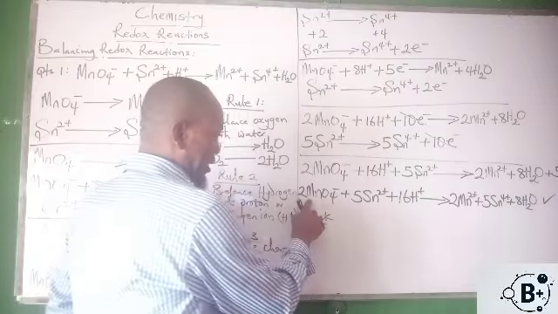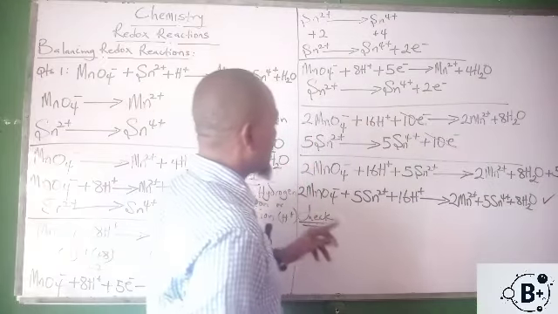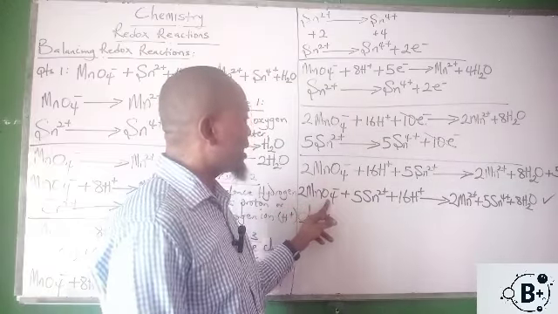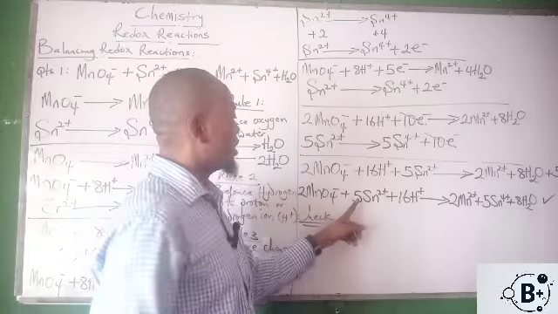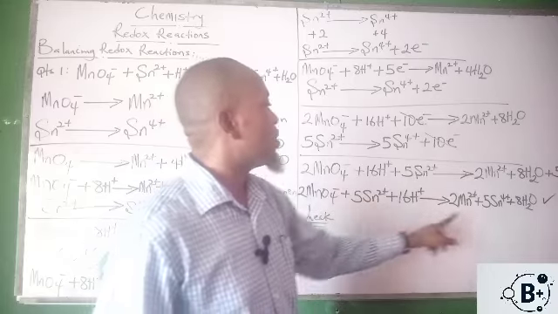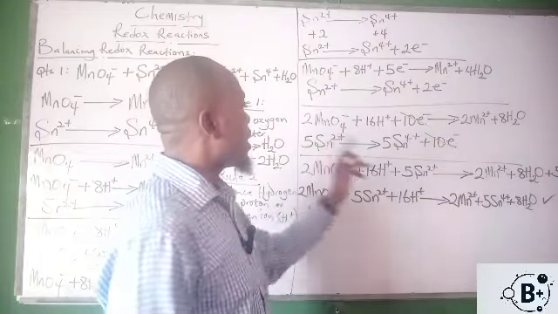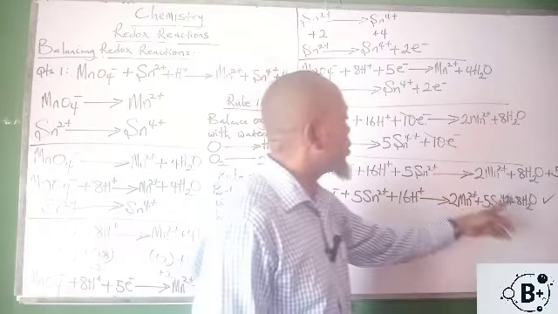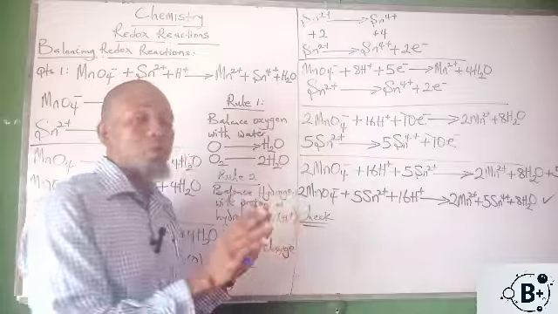So we have 2 manganese on this side, we have 2 manganese here. That is correct. The next thing is for oxygen, we have 8 oxygen on this side. We have 8 oxygen on this side. Now for tin, we have 5 tin on this side. We have 5 tin on this other side, on the right hand side. Now we have 16 hydrogen here, hydrogen ion or 16 proton. Then we also have 16, 8 times 2, 16 hydrogen on that side. So that means what we have done is correct.